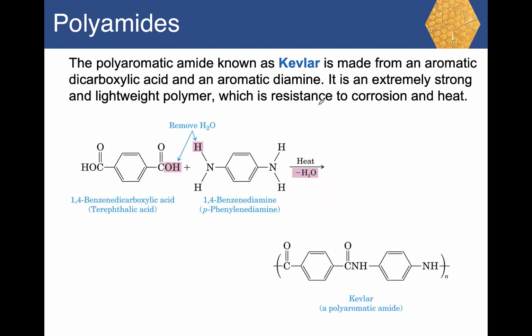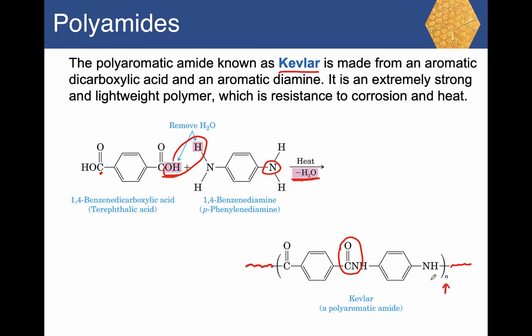Here's another example. This one is known as Kevlar. So let's see how it's made. Here's a carboxylic acid again, and here's an amine. You can see it here. So this reaction here, taking off water, as you can see, generates the amide bond. This amine can react with this, and it keeps going as shown here and here.